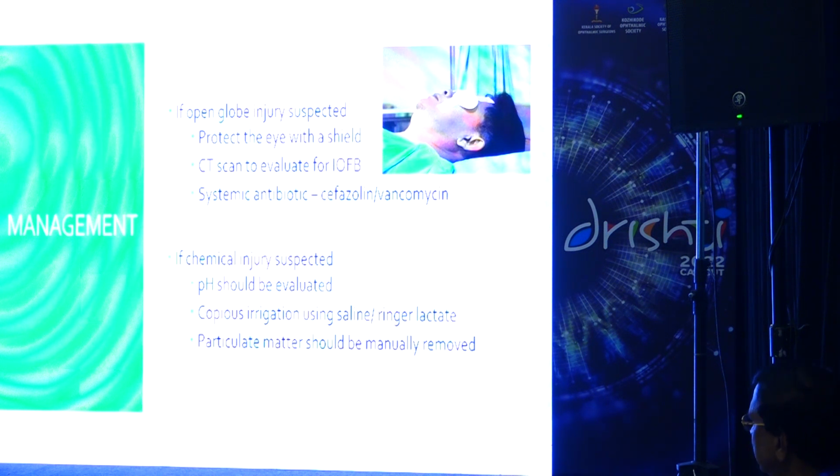If chemical injury is suspected, pH should be evaluated, and if it's above or below 7 to 7.4, copious irrigation should be done using saline or Ringer's lactate, and after ruling out open globe injury, particulate matter should be manually removed.